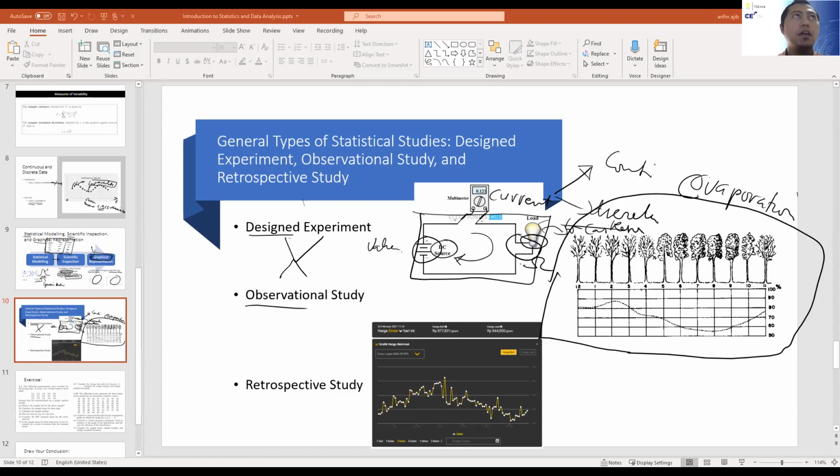Wait a moment. I'm opening the math, probability and statistics, and then okay. I will stop sharing the screen and then I will make a different one.